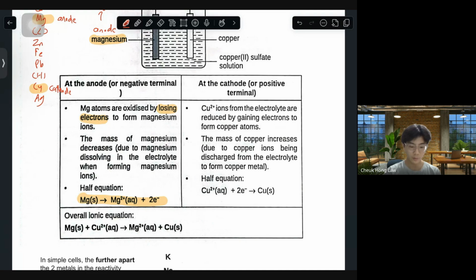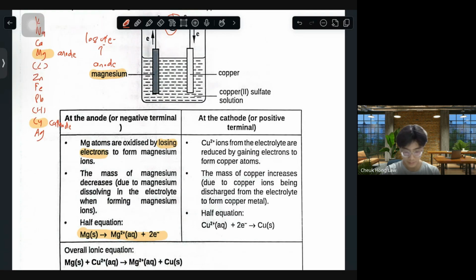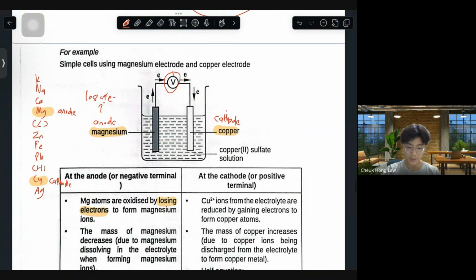All right, then moving on to the cathode. Your copper is your cathode. What happens at the cathode? Reduction, right? Gain of electrons.